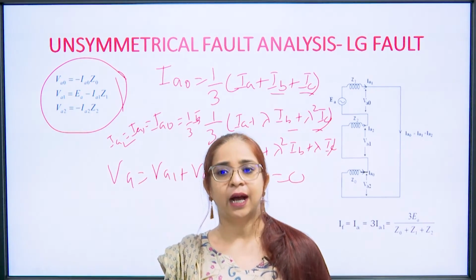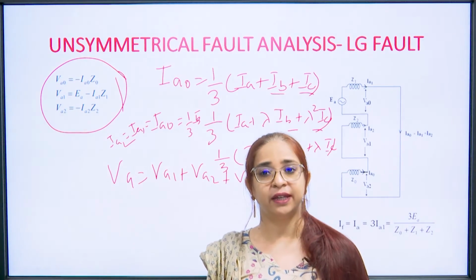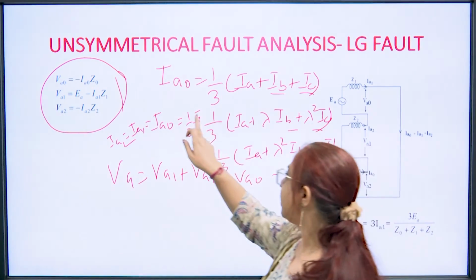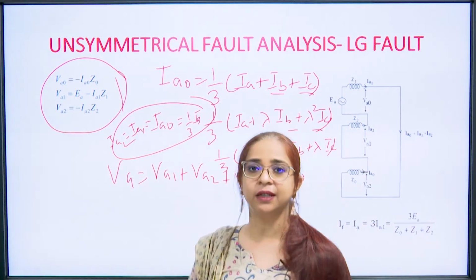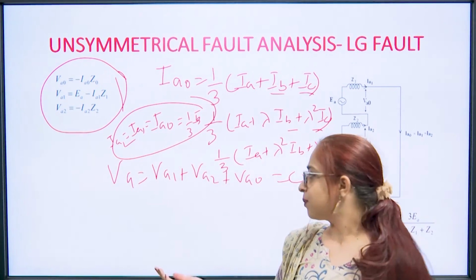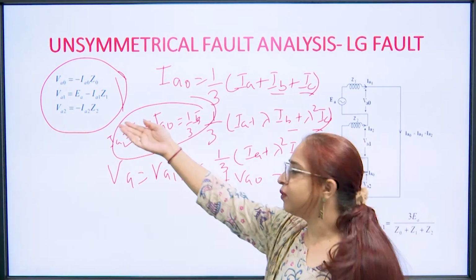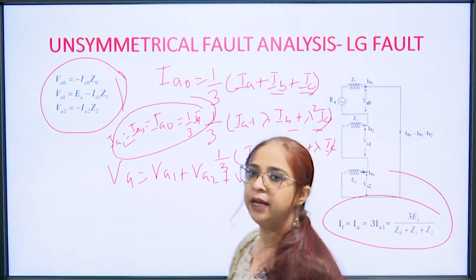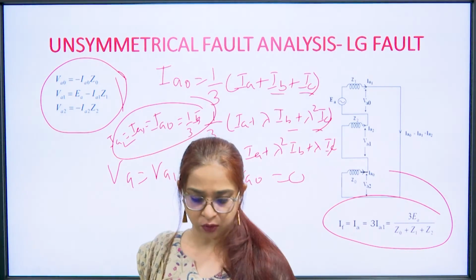And how? Because we can get the value of IA1. अगर हमें IA1 मिल जाता है तो 3 टाइम्स IA1 कर दें. देखो यहाँ पर IA1 की वैल्यू 3 टाइम्स IA1 कर दें तो हमें IA मिल जाएगा. Substituting this in these equations with the help of the equation shown here, we will get the value of the fault current and hence we can determine what amount of fault is occurring.